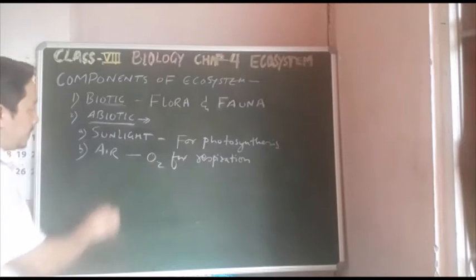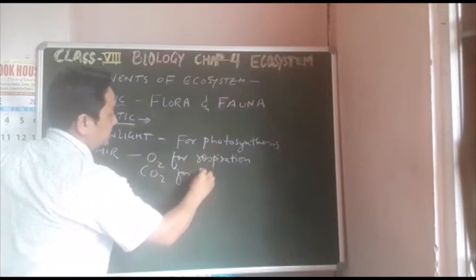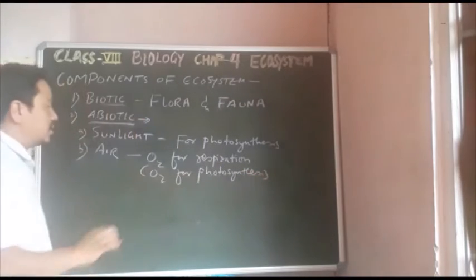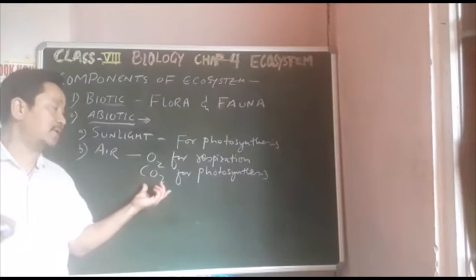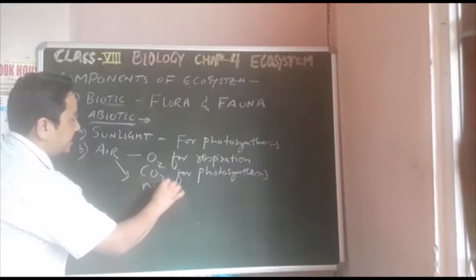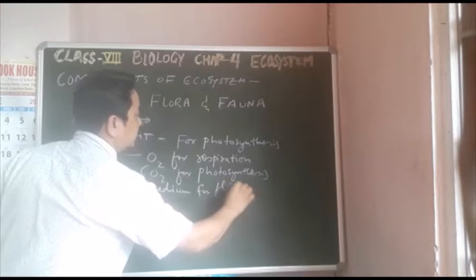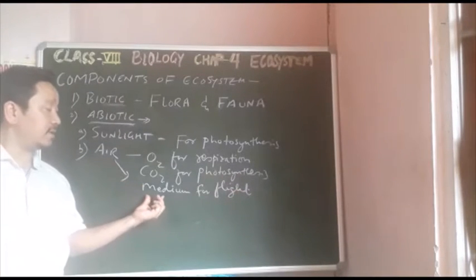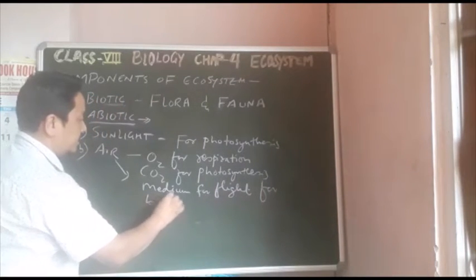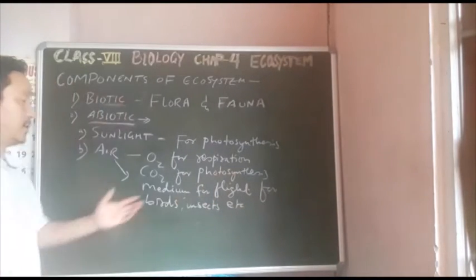Even air contains CO2, carbon dioxide, for photosynthesis. Carbon dioxide is there in the air itself, which is needed by all the plants for photosynthesis. Not only that, air also acts as a medium for flight for all birds, insects, etc.